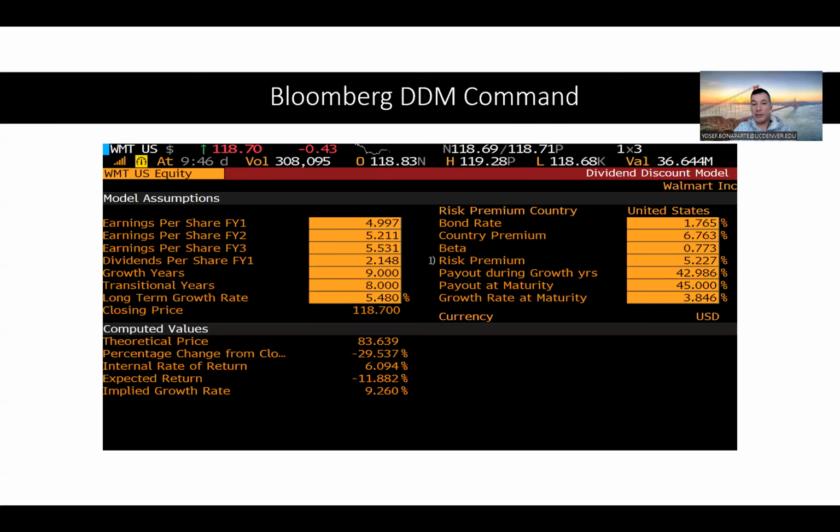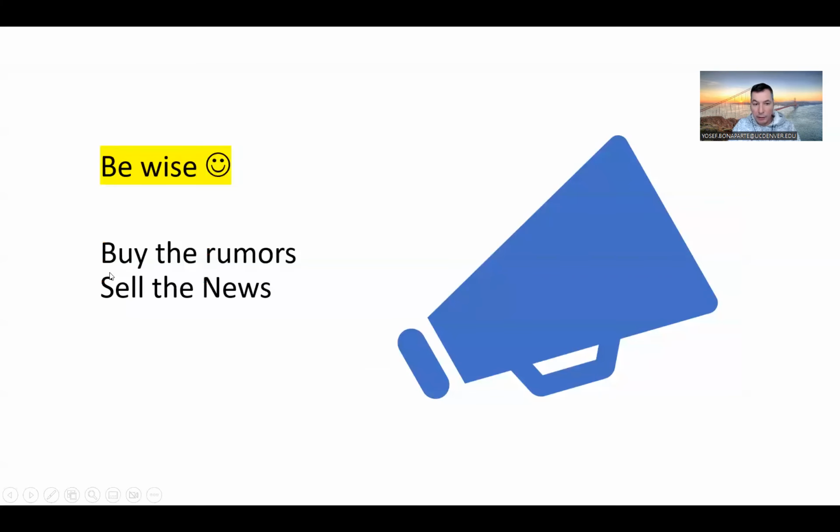But before I go there, if you have a Bloomberg and know how to work with it, it's simple. Just go to Bloomberg, choose the company, DDM, and then you will get the theoretical price, which is 83. This is for Walmart, US equity. So if you just select Walmart and do DDM, then you get this, and you don't need all that I just did before. All right, and then always be wise: buy the rumors, sell the news.